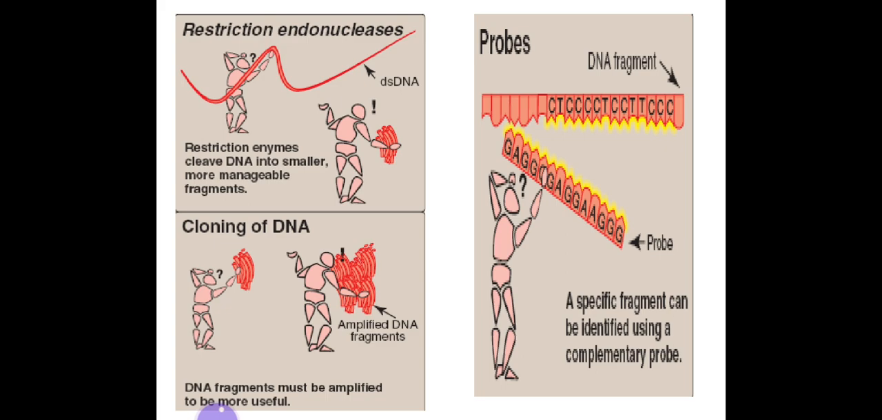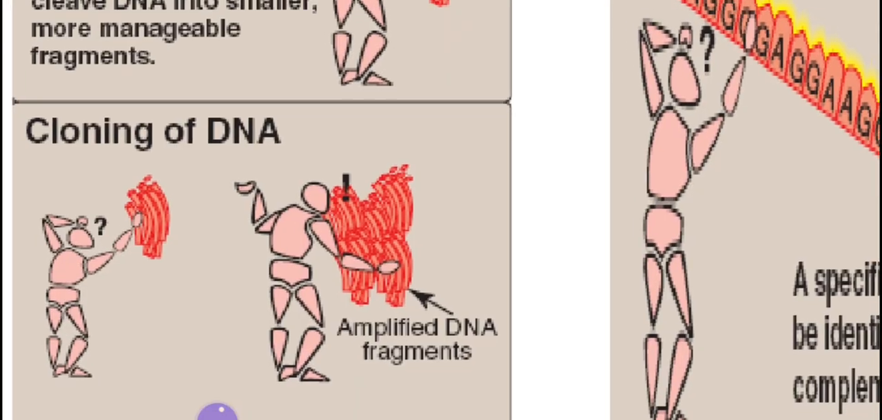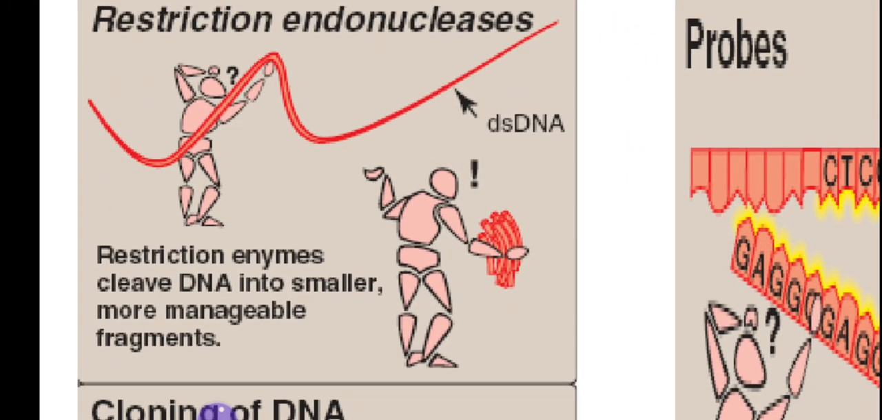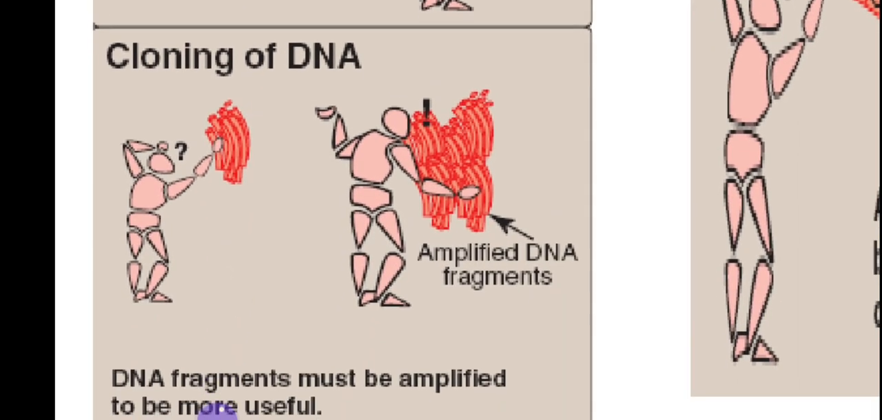First of all, restriction endonucleases. The use of restriction endonucleases helps to manage the long size of the DNA. Restriction enzymes cleave the DNA into smaller and more manageable fragments. This helps the scientist to have DNA which is manageable, which can be manipulated in experiments in the lab. The second is the cloning of the DNA.